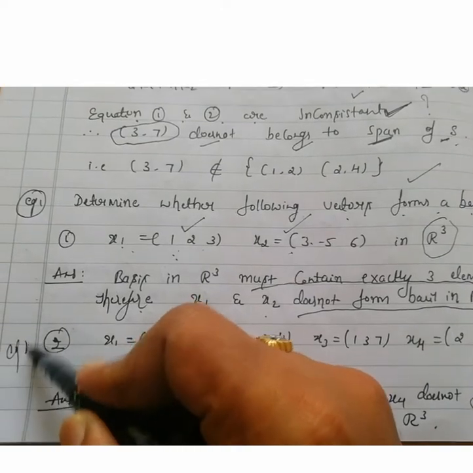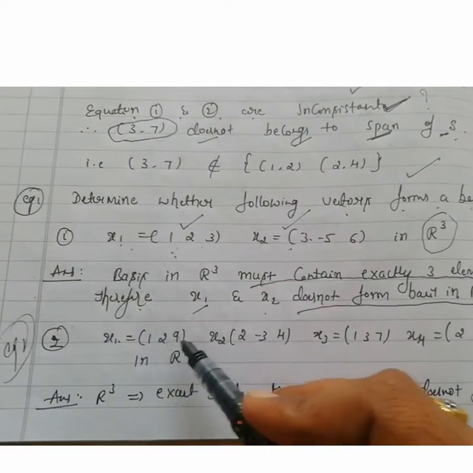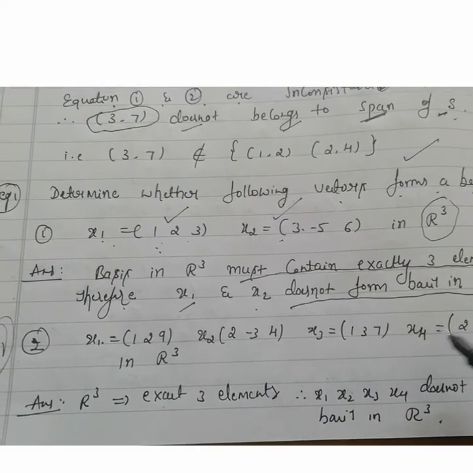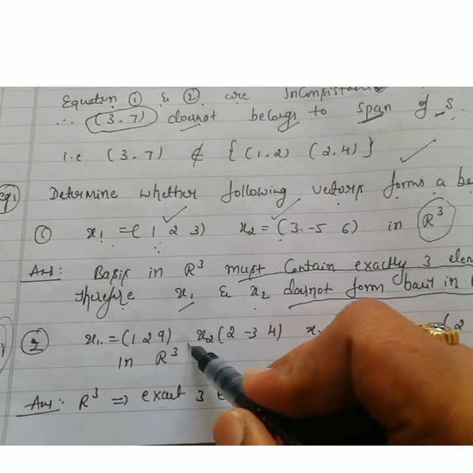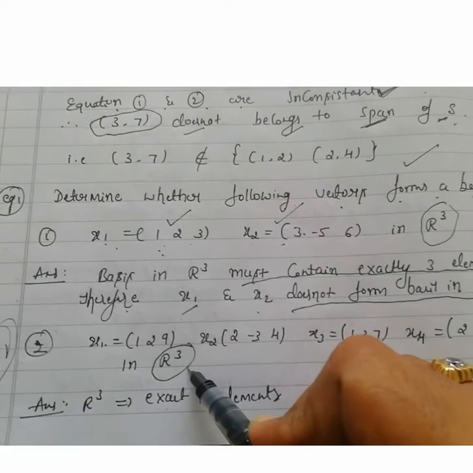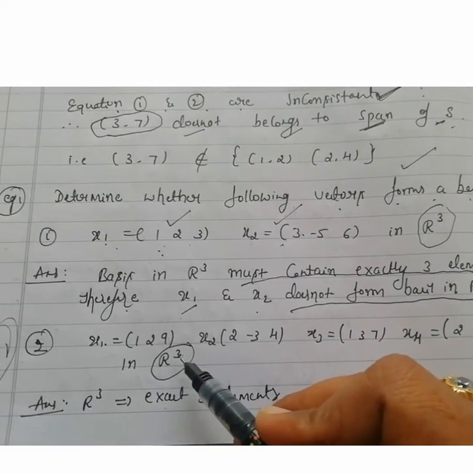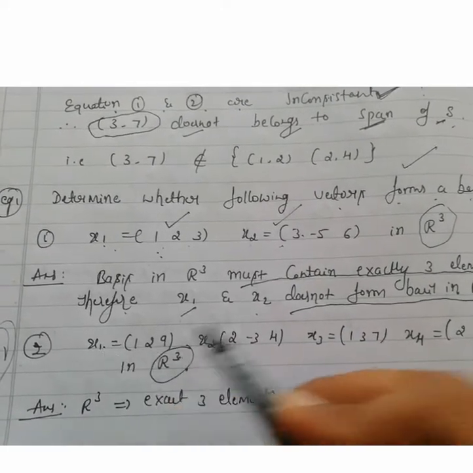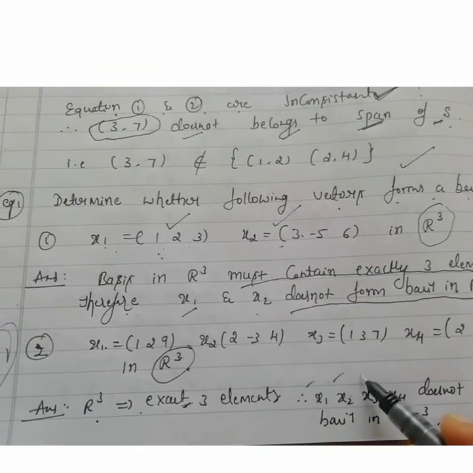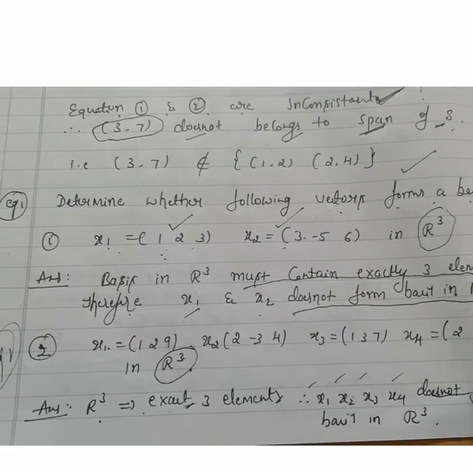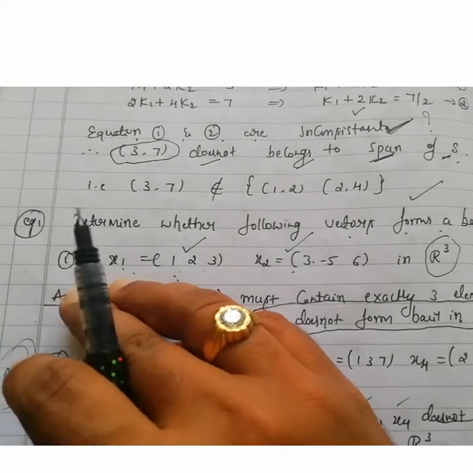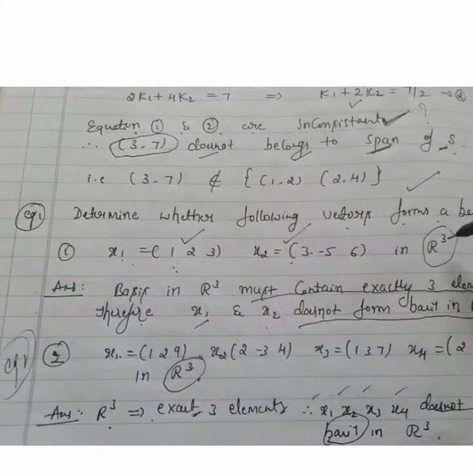Similarly, they have given one more example. Example 2. x1 = (1, 2, 9), x2 = (2, -3, 4), x3 = (1, 3, 7), x4 = (2, 4, 8). And they are again asking to determine whether the following 4 vectors form a basis of R3. This 3 indicates it contains exactly 3 elements. But how many elements are there? 4 elements. So R3 implies exactly 3 elements, but x1, x2, x3, x4 are 4 elements, which doesn't form a basis of R3. This is how we have to identify it.